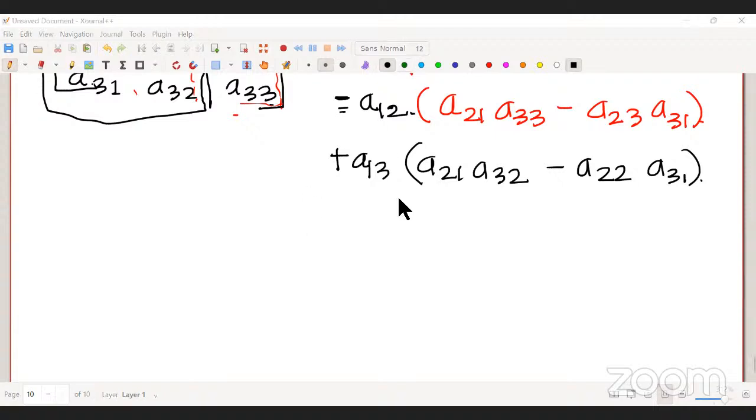Okay, so one of the crucial properties of the determinant is that it's multiplicative. Okay, so this is really useful for many applications.